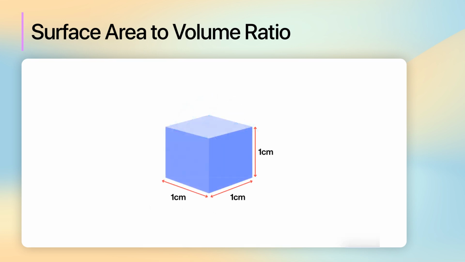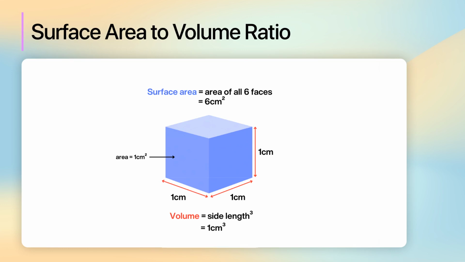1 centimeter. The surface area of a cube is determined by summing the area of the faces. There are 6 faces, and each has an area of 1, giving a total surface area of 6 centimeters squared. The volume of the cube is given by 1 cubed, so 1 centimeter cubed. Therefore, this has a surface area to volume ratio of 6 to 1.